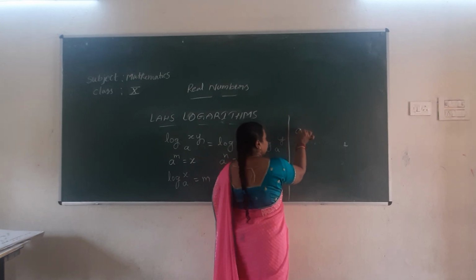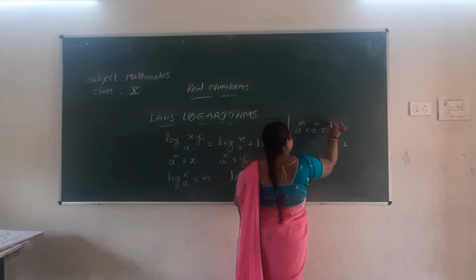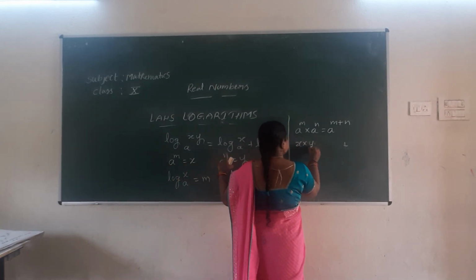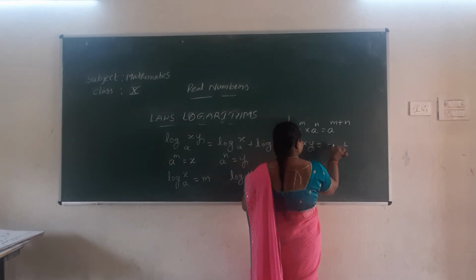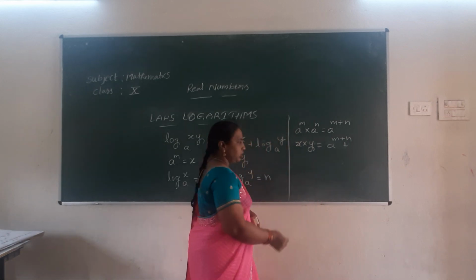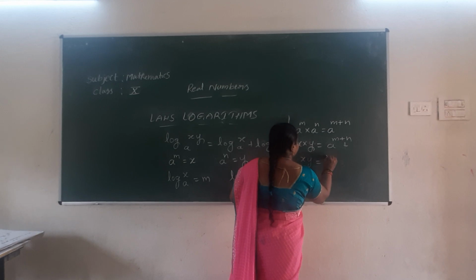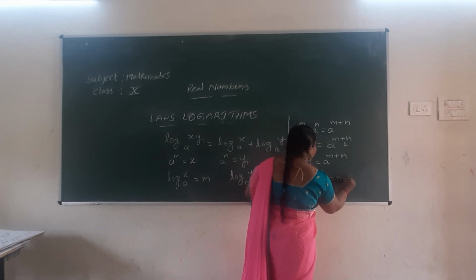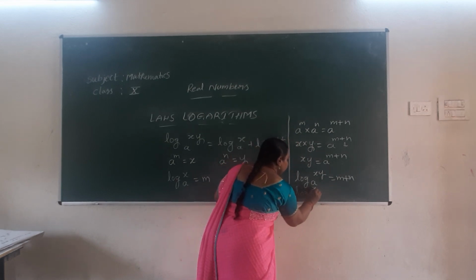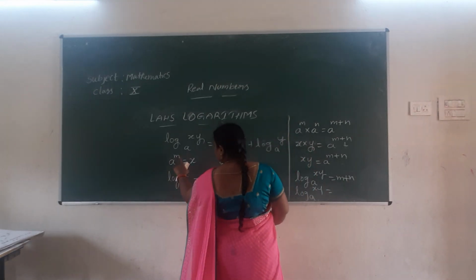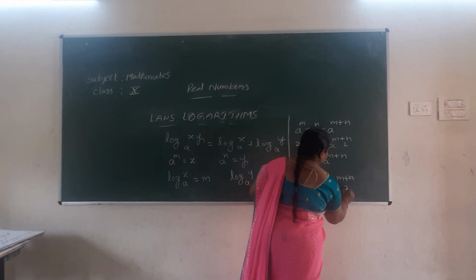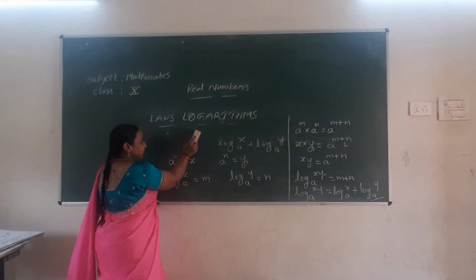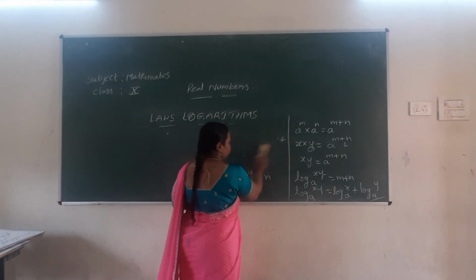We know that a power m into a power n equal to a power m plus n. a power m means x, a power n means y. So xy is equal to a power m plus n. Log xy base a equal to m plus n. m means log x base a and n means log y base a. This is the first law. Students, try to prove the second and third laws.